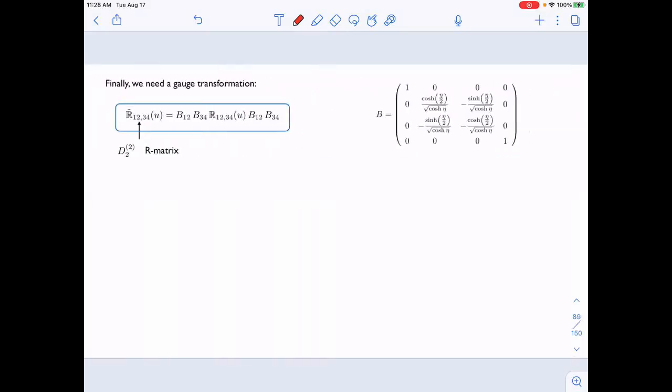And what's remarkable is that this guy is exactly the D2^(2) R matrix that you can look up in Jimbo's paper. Can I ask a question?